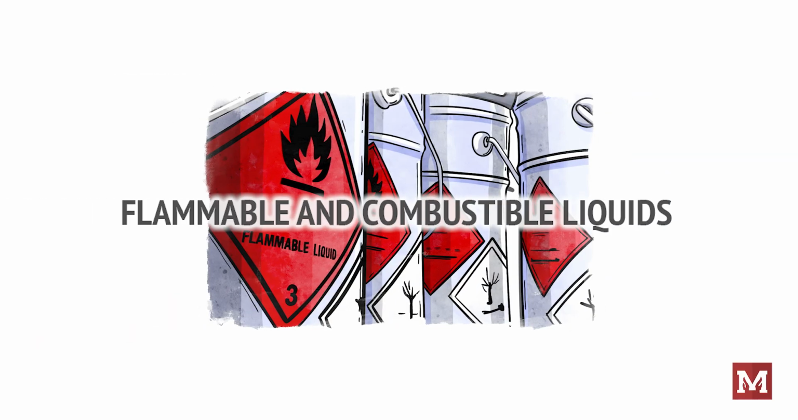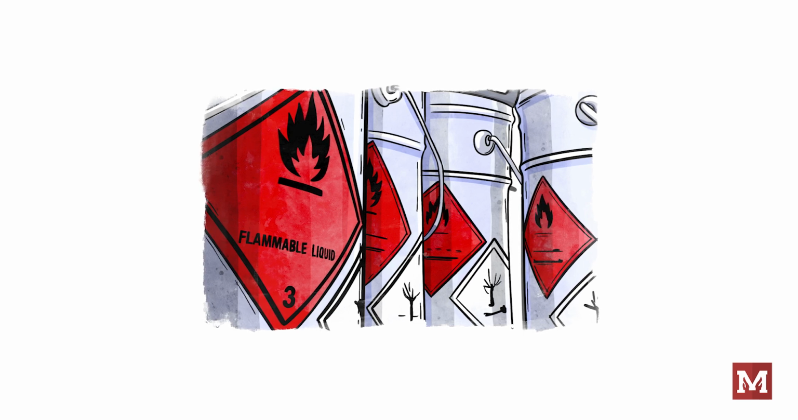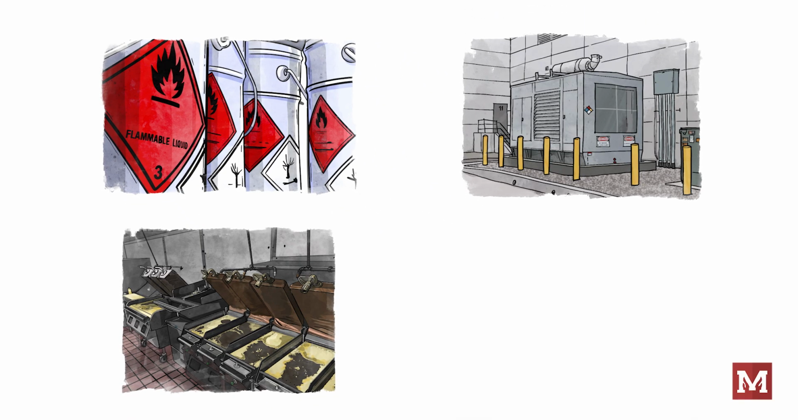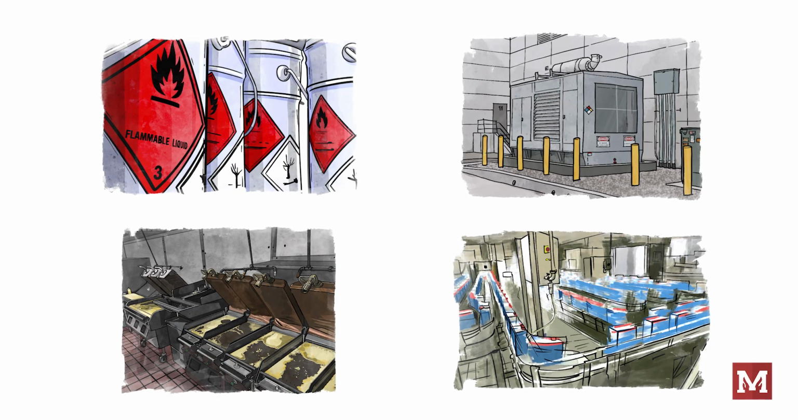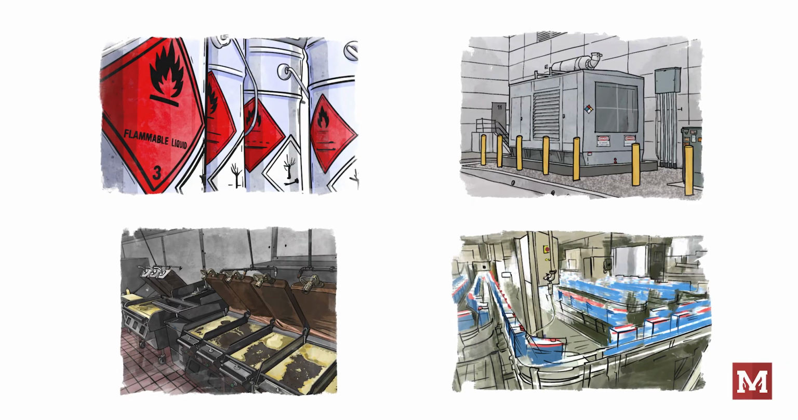Flammable and combustible liquids: liquids that produce ignitable vapors. Flammable liquids ignite easily at ambient temperatures. They have a flash point less than 100 degrees Fahrenheit, while combustible liquids require higher temperatures to ignite, with flash points greater than 100 degrees Fahrenheit. The fuel for a backup generator, the cooking oil in a commercial kitchen, and the flavorings in a food manufacturing facility are just a few examples of flammable or combustible liquids that we can see in our world.